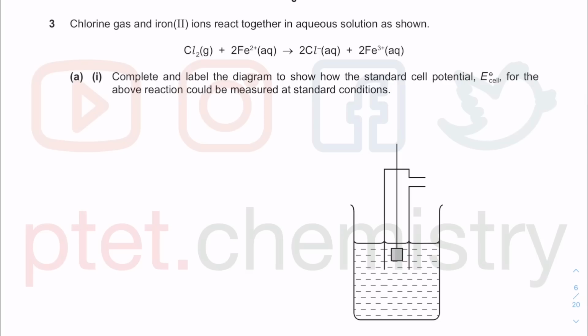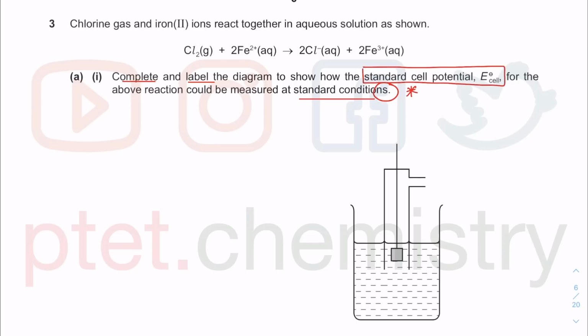Question number 3 started out as an electrochemistry kind of question. We need to complete and we need to label. Even when the question doesn't say label, you've got to label. And this is under standard conditions, so make sure you write down the standard conditions at some point. This is standard cell potential.